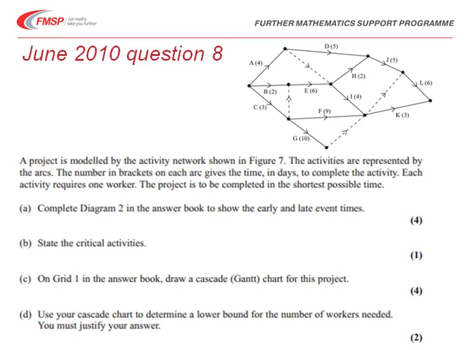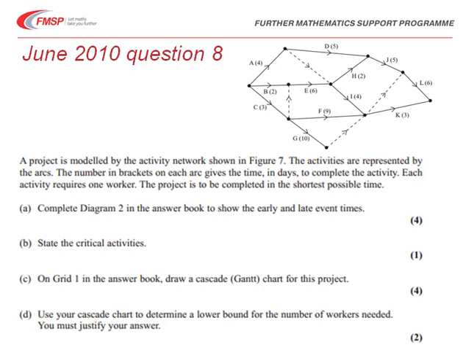The activity is represented by the arcs on the network. The numbers in the brackets are, as usual in these questions, the time, in this case in days, to complete each activity. And each activity, we're told, requires one worker. And we're trying to work out the way in which the project can be completed in the shortest time possible.